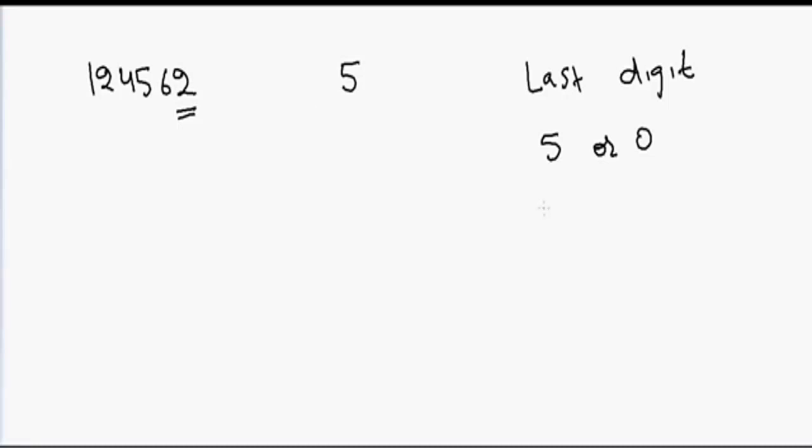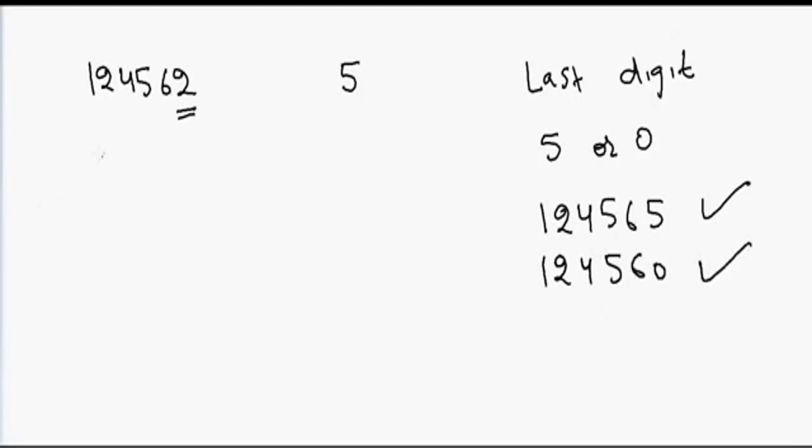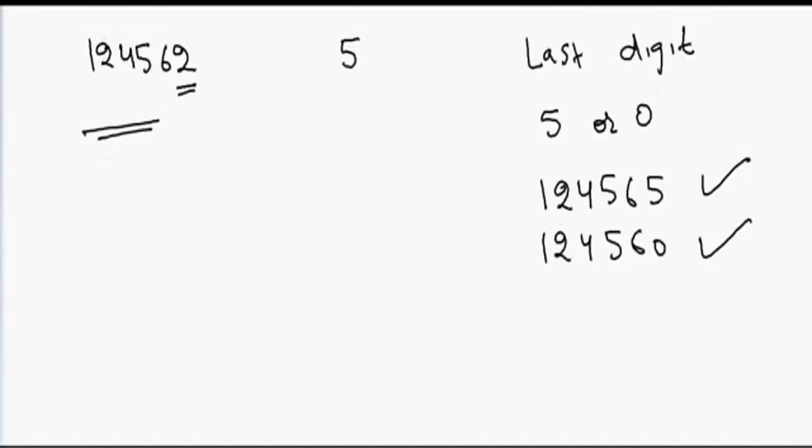So if I would have 1, 2, 4, 5, 6, 5, then it would be, or if I would have 1, 2, 4, 5, 6, 0, then it would be, but not in this case. So we know this now. Now let's talk about divisibility by 6.